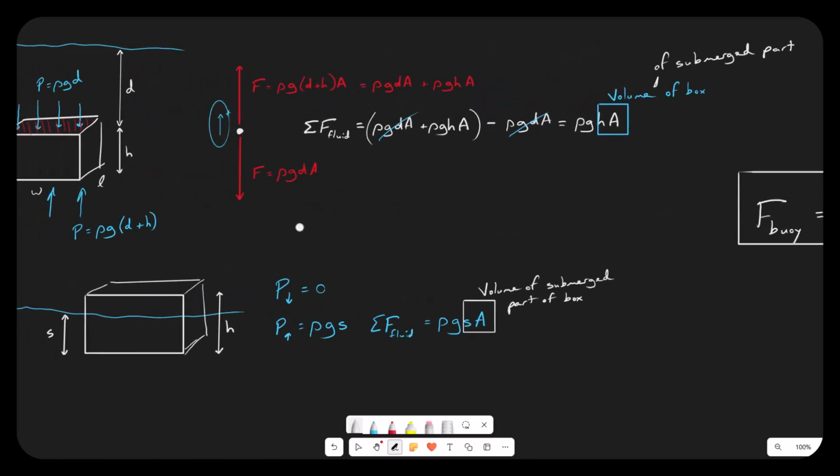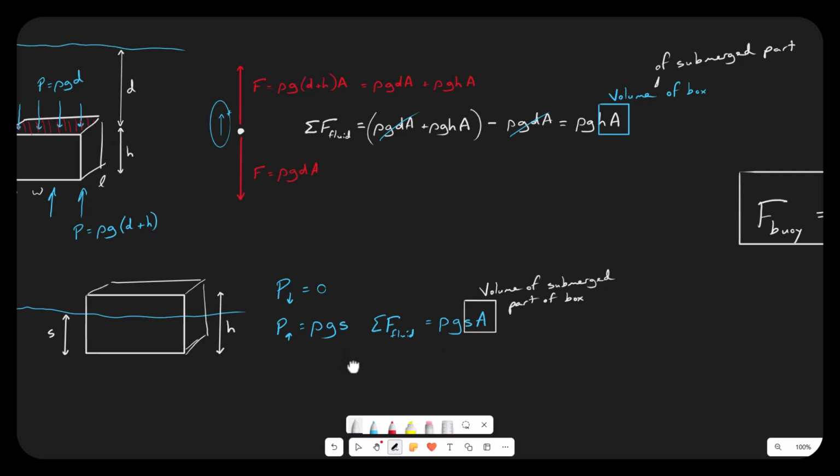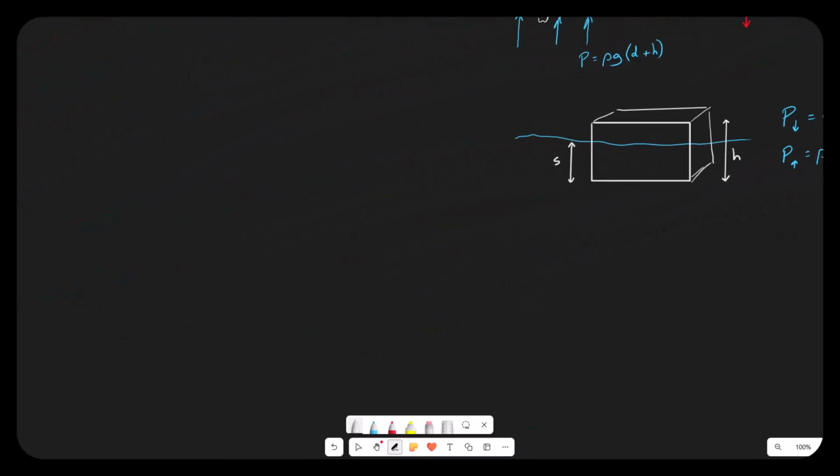Back here, I very deliberately ignored the weight. I'm going to bring it back in now. Let's look at this thing, and this box has a mass of capital M. Now what I've got acting on this box, I have an upward force from the fluid.